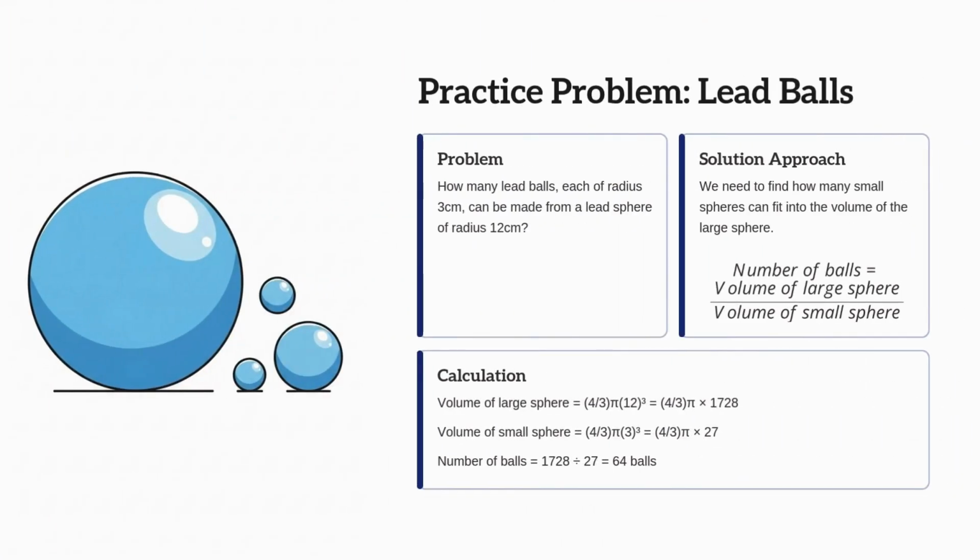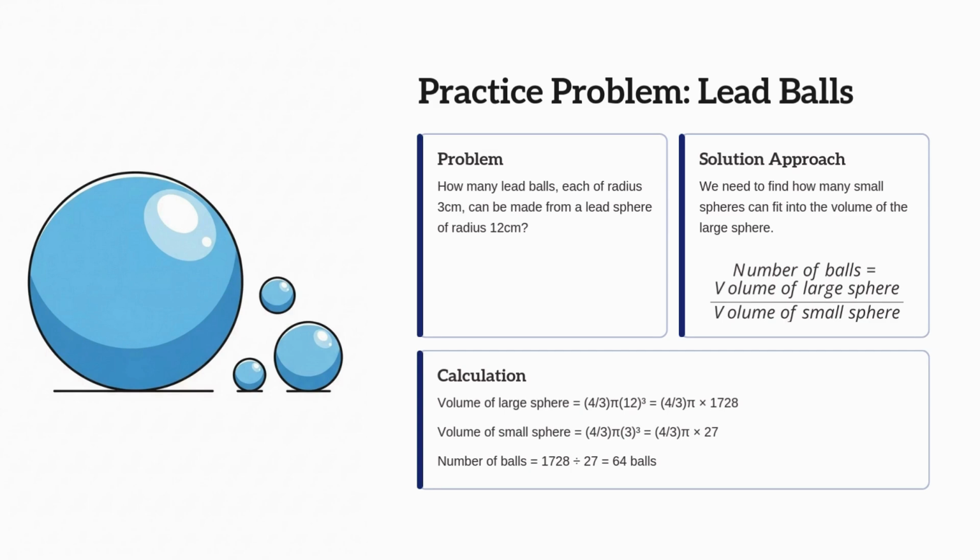Practice problem. Lead balls. Problem. How many lead balls, each of radius 3 centimeters, can be made from a lead sphere of radius 12 centimeters? Step 1. Idea of the solution. To solve this, we compare the volume of the large sphere with the volume of one small sphere. The number of balls is equal to the volume of the large sphere divided by the volume of one small sphere.